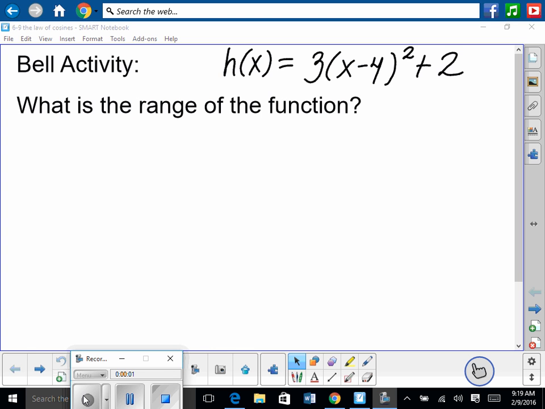What is the range of the function? So first of all, you have to ask yourself, what kind of function am I looking at? Well, let's say you had no idea. First of all, we should be able to see it's a quadratic, right? Everybody, it's degree 2. So then, let's say you had no idea. You could hit y equals on your calculator and type it in and look at it, okay?